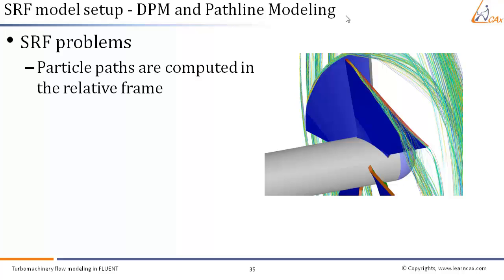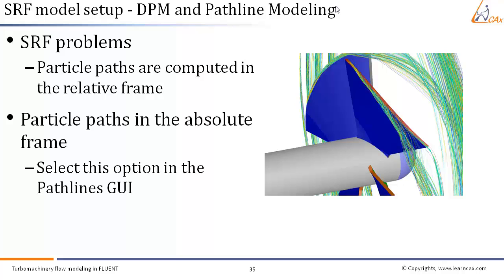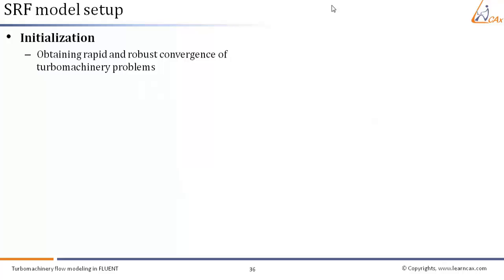Now let us see how the pathline modeling or the particle discrete phase model setup works along with the single reference frame model. We can use the DPM and pathline models for SRF problems as well. Particle paths are computed in the relative frame. If you want to see particle paths in the absolute frame, we can select the option in the pathlines graphical user interface. Note that the particles moving in the absolute frame may hit the wall surface, since the rotation of the frame is not accounted for. This is a phenomenon that we see because of the selection that we have with respect to the pathline modeling.